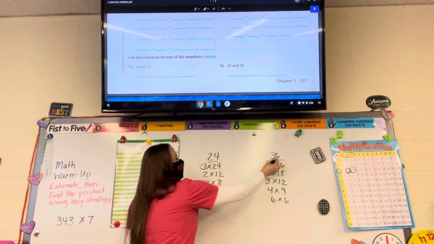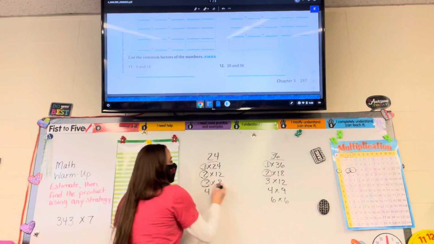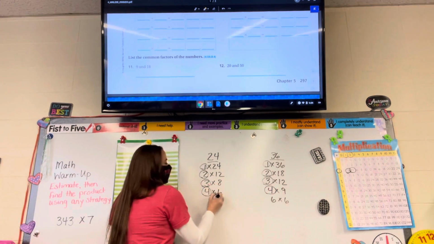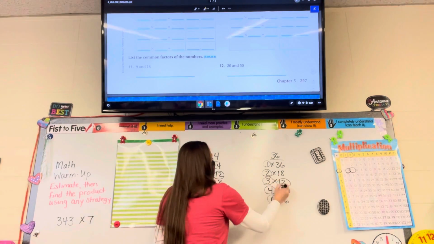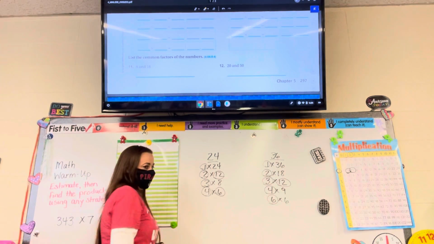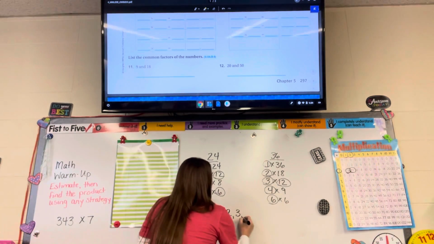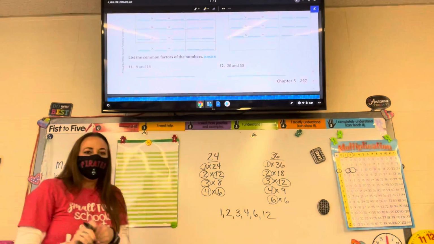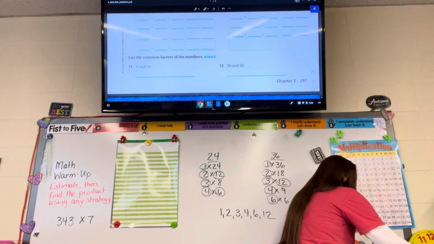Then because these are both even, 2 is a common factor. 3 is in both lists. 4 is in both lists. 6 is in both lists. 12 is in both lists. 8 is not on that one, and 24 is not on that one. So we're done. So the common factors are 1, 2, 3, 4, 6, and 12 for 24 and 36. Okay? That's how you do 11 and 12.